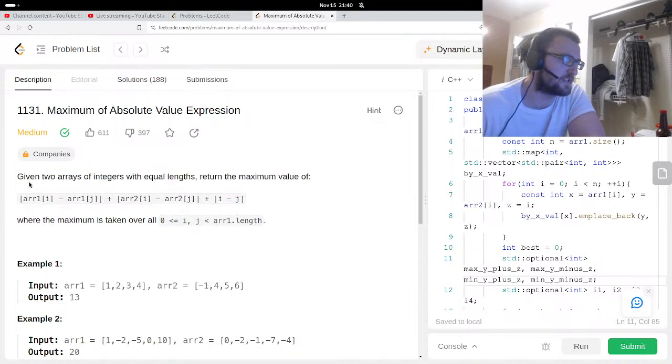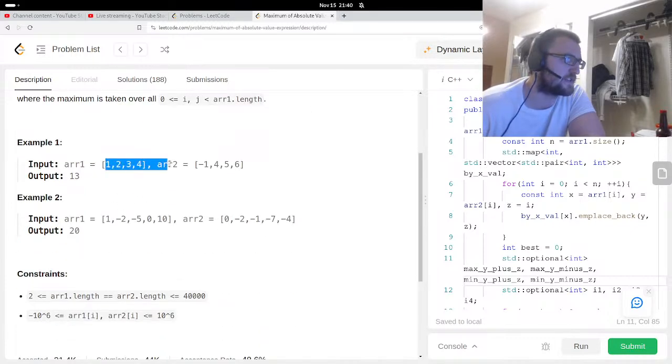This was very challenging. Given two arrays of integers with equal lengths, return the maximum of the absolute value of array1[i] minus array1[j], plus the absolute value of array2[i] minus array2[j], plus the absolute value of i minus j, where the maximum is taken over all possible i and j less than array1.length. The best way for me to explain this, so they give you examples, right?